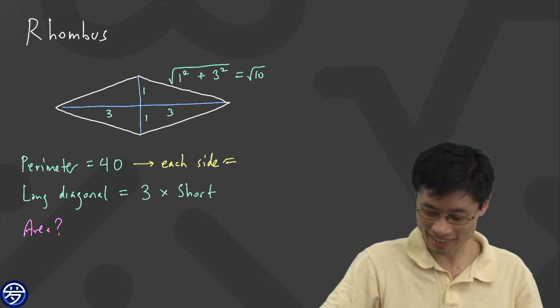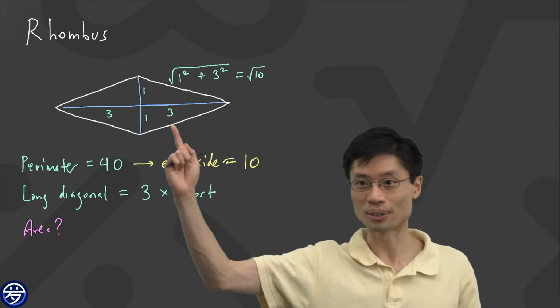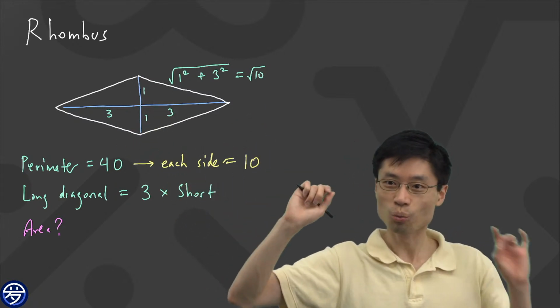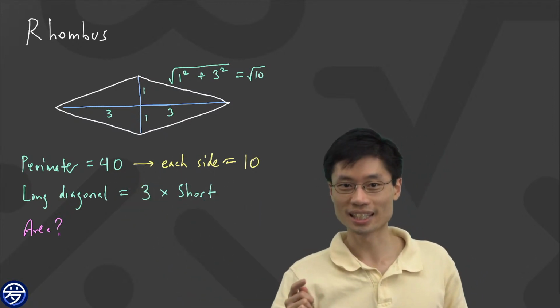Each side is supposed to be 10. So now here's what I'll do. I'll say that that was bogus. The side is square root 10. So what should I do to this rhombus to make a rhombus where each side is 10?